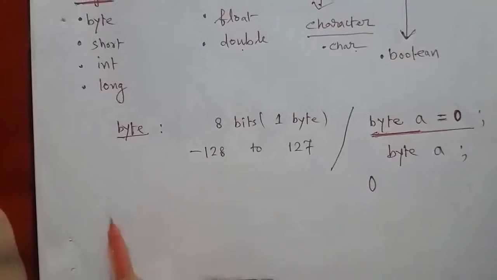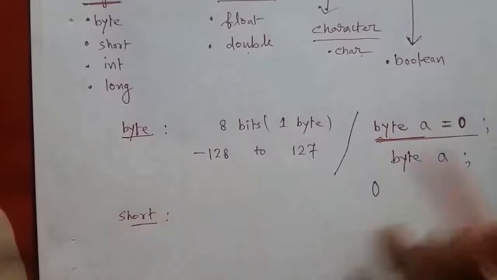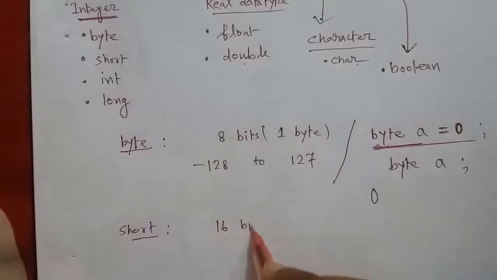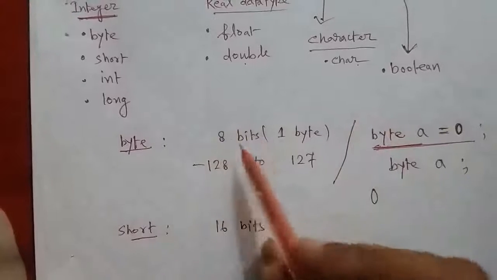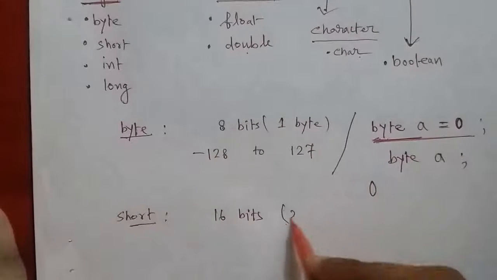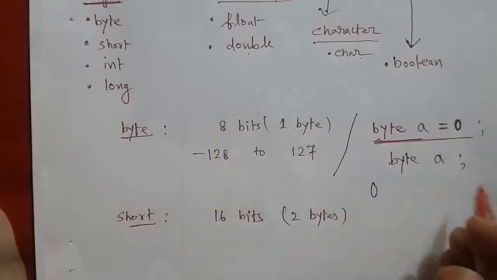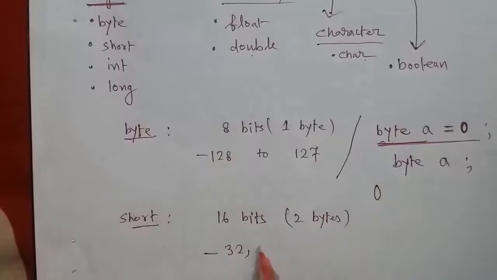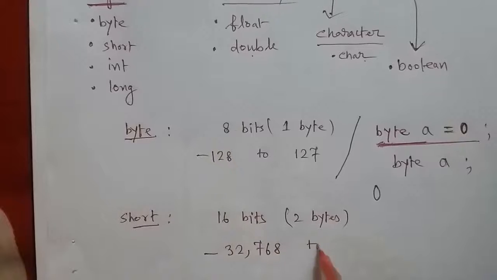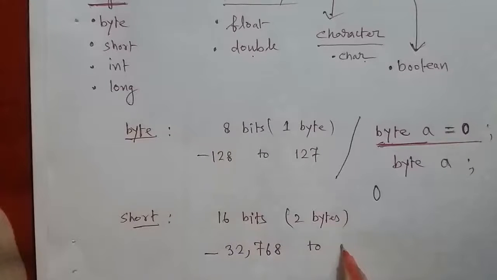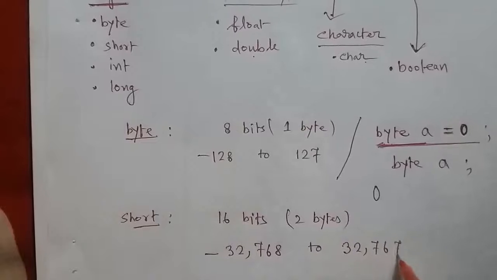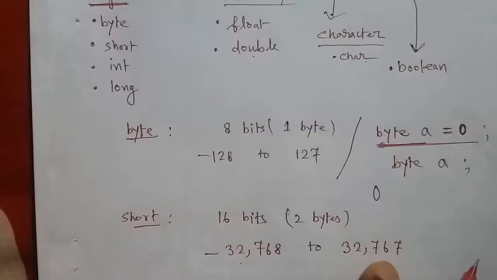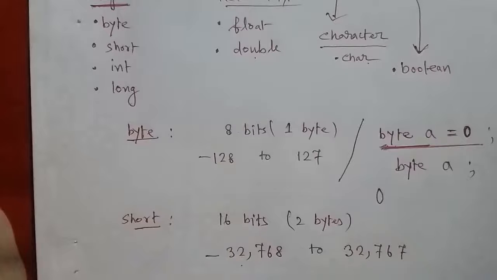Next one is short. The memory size of short is 16 bits. Every time the memory size increases here: 8 bits, 8 into 2, 16 bits. 16 bits means 2 bytes. What is the range of integers? The range is minus 32,768 to 32,767. This is the least value which can be assigned to a variable of short type, and this is the highest value which can be assigned to a variable of short type.